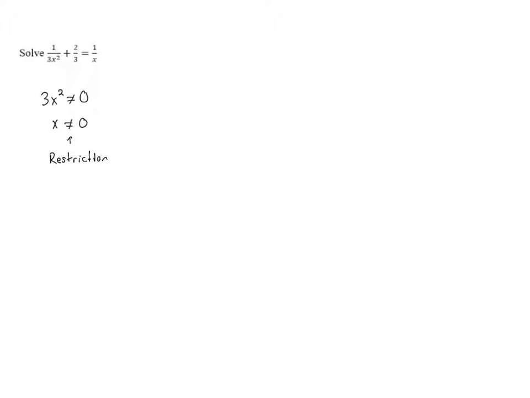I'm going to rewrite it over here. 1 over 3x squared plus 2/3 equals 1 over x. We know that we have to multiply by the LCD to get rid of any denominators here. The denominators contain factors of 3, and so we know the LCD has to have a 3 in it. There are also x's in the denominators. One of the fractions just has a single x, and the other one has an x squared. Remember that the LCD has to have the highest power of each factor, so this has to be x squared, because x squared is a higher power of x than just x alone.